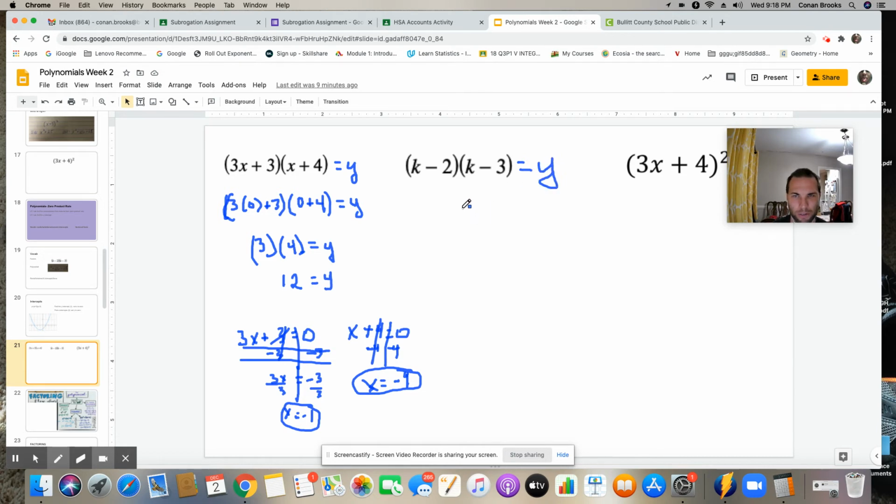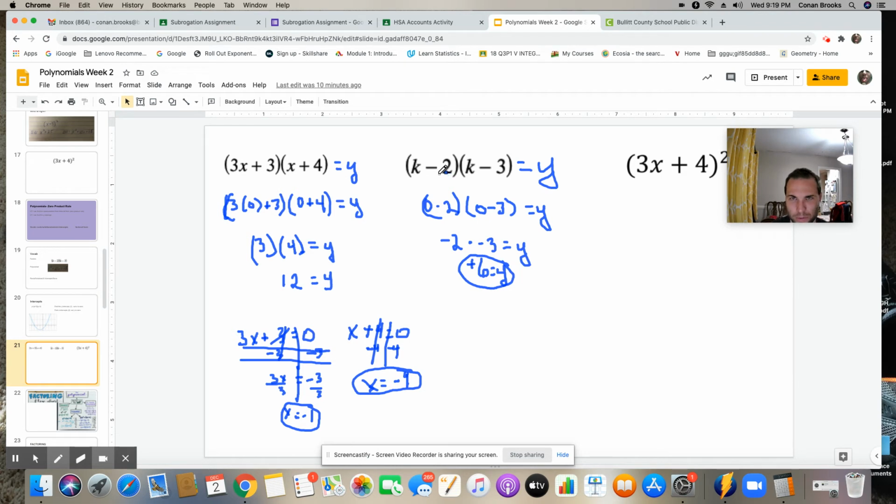To find the y, you set x to 0. So it would be 0 minus 2 times 0 minus 3. And that tells you the y-intercept. And that would be -2 times -3. And that would be +6. Obviously, I don't need to write the plus there, but I got a little ahead of myself. So the y-intercept is 6.